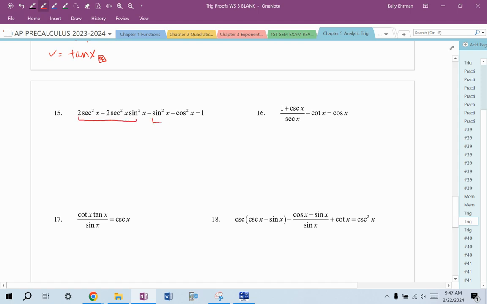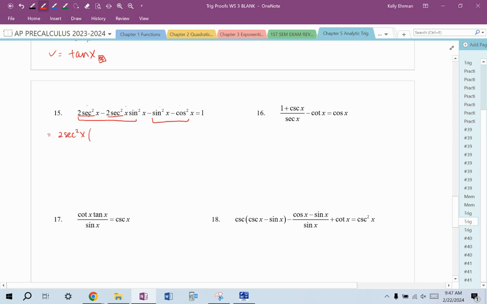This one has a bunch of terms on the left side. Specifically, there are 4 terms. So this should indicate factor by grouping. Okay, so factor by grouping. Out of the first 2 terms, I can factor out a 2 secant squared x.